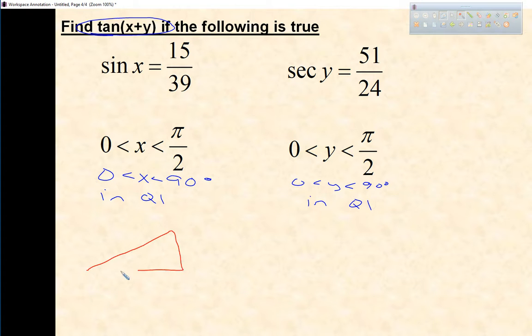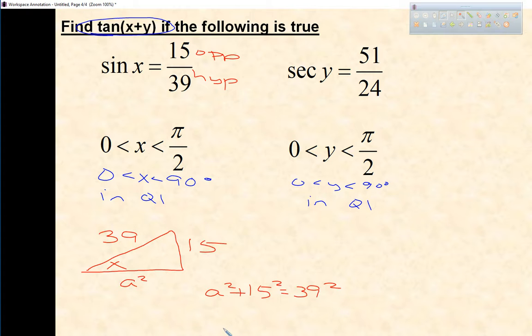So the first angle is in quadrant 1, and it's x. Sine is opposite over hypotenuse, so this will be 15, and this will be 39. I would use Pythagorean theorem to find the missing leg, so I'd have a squared plus 15 squared equals 39 squared, and so I'm going to use my calculator and say that 15 squared is 225, so I'd have a squared plus 225 equals 39 squared, which is 1521, and then I would subtract 225 from both sides.